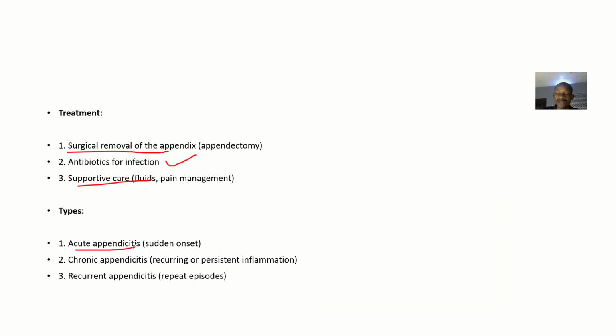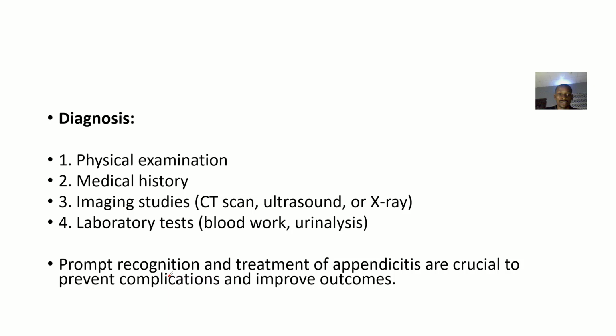Then types of appendicitis. It could be acute. Acute appendicitis is the one that starts all of a sudden. It could be chronic appendicitis. This one has been there for a long time, so it is coming and going. Then we have recurrent appendicitis too. That's basically having repeated episodes of this condition.